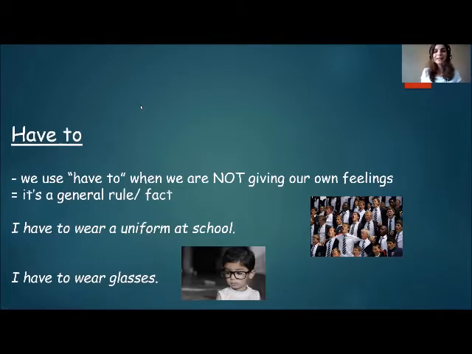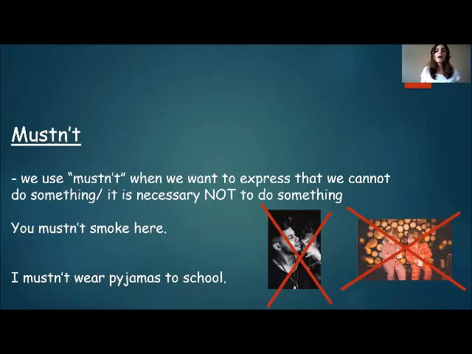Okay, so I hope it is clear because now we are going to have a look also at their negative forms because there is a little difference there as well. So let's start with mustn't. When you use the verb mustn't, you use it when you want to express that you cannot do something, or in other words, it is necessary not to do something. So for instance, if you go to a restaurant and they have a sign with a cigarette which is crossed out, they can tell you, oh, you mustn't smoke here. It means you can't do that. It's against the regulations here. You cannot do that. It is not okay. So in that case, they will tell you, you mustn't smoke.